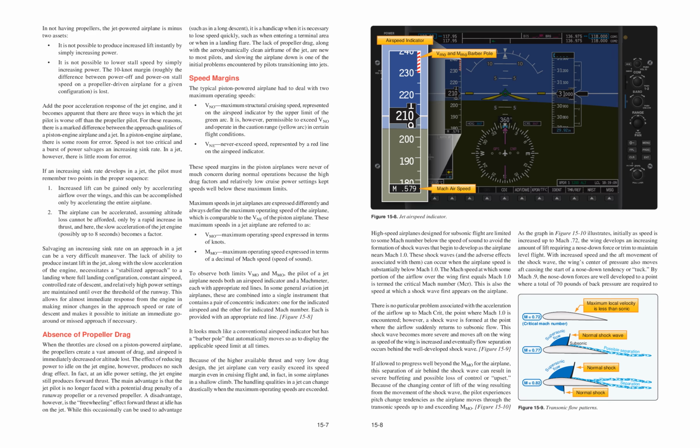In some general aviation jet airplanes, these are combined into a single instrument that contains a pair of concentric indicators, one for the indicated airspeed and the other for indicated Mach number. Each is provided with an appropriate red line. Figure 15-8. It looks much like a conventional airspeed indicator but has a barber pole that automatically moves so as to display the applicable speed limit at all times. Because of the higher available thrust and very low drag design, the jet airplane can very easily exceed its speed margin even in cruising flight and, in fact, in some airplanes in a shallow climb. The handling qualities in a jet can change drastically when the maximum operating speeds are exceeded.